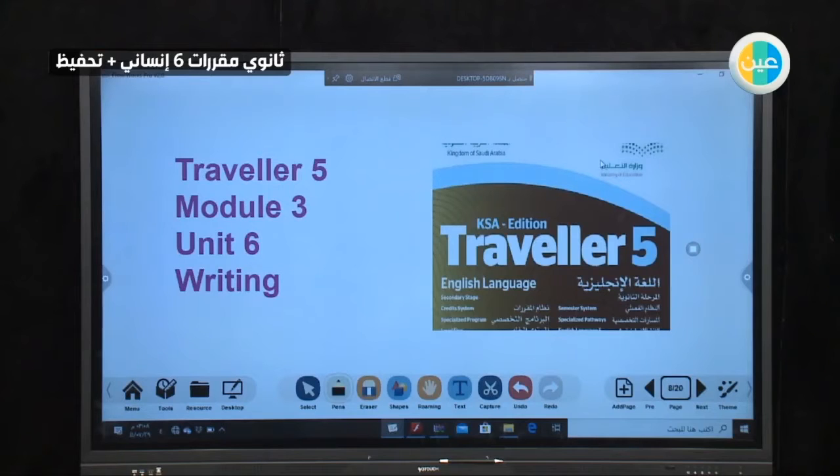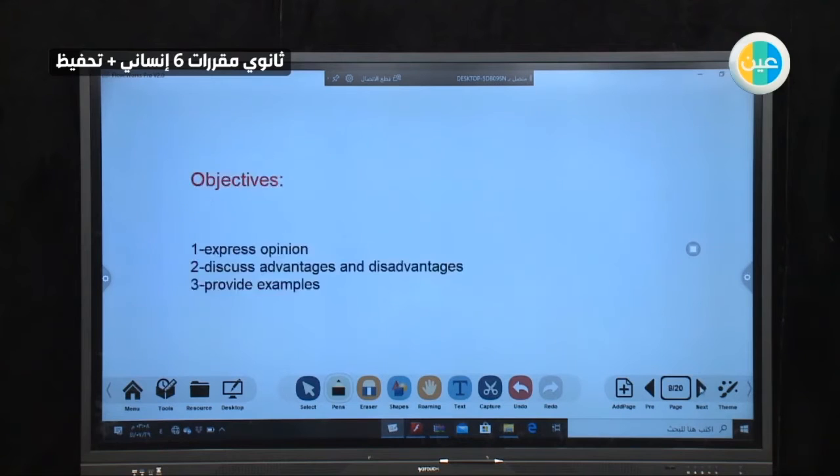Good morning, everybody. We are in Propeller 5, Module 3, Unit 6, writing, the first part. In this lesson, you will be able to express opinion, discuss advantages and disadvantages, provide examples. Please open your book, page 76.